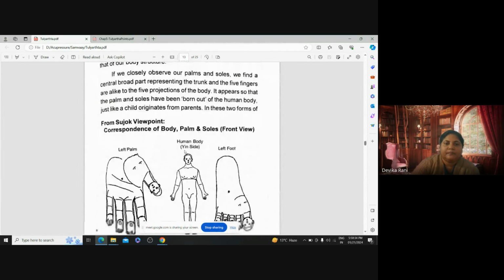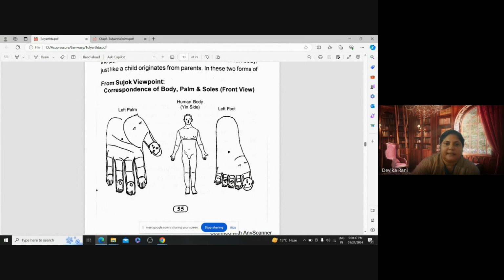In the correspondence system, there was a slight difference from what is there in the Ayurvedic Tulyartha system. This correspondence system was based on the Sujok viewpoint. So here there was a slight difference in the sense that your chest region would come here, your diaphragm would be here. This line would be your diaphragm, your chest region would be here. And here would be your other organs like liver, stomach, and then your intestine. And similarly, the same representation would be on the foot.